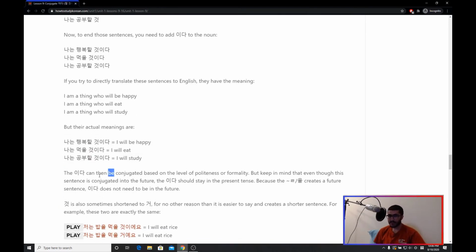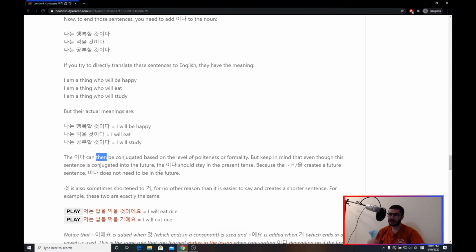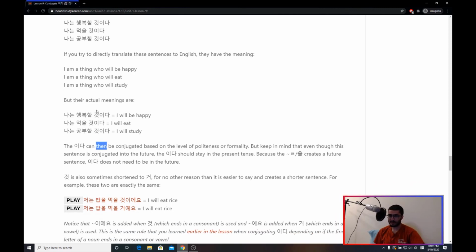Now, 이다 can be conjugated depending on the politeness level or formality. We already talked about it. 것이에요, or 것입니다, or 것이다, depending on what you want, right? Also, it has to stay in the present tense. Basically 이다 just stays in the present tense. So you only have to worry about, when you're conjugating the future tense, you tag along 이다 at the end after 것, and then 이다 just stays in the present tense, and you can shift the formality level depending on what you want.